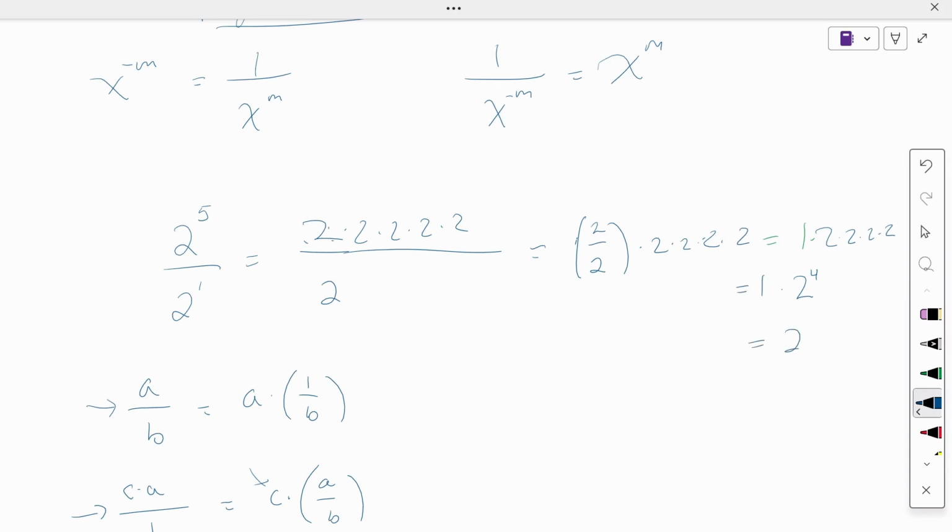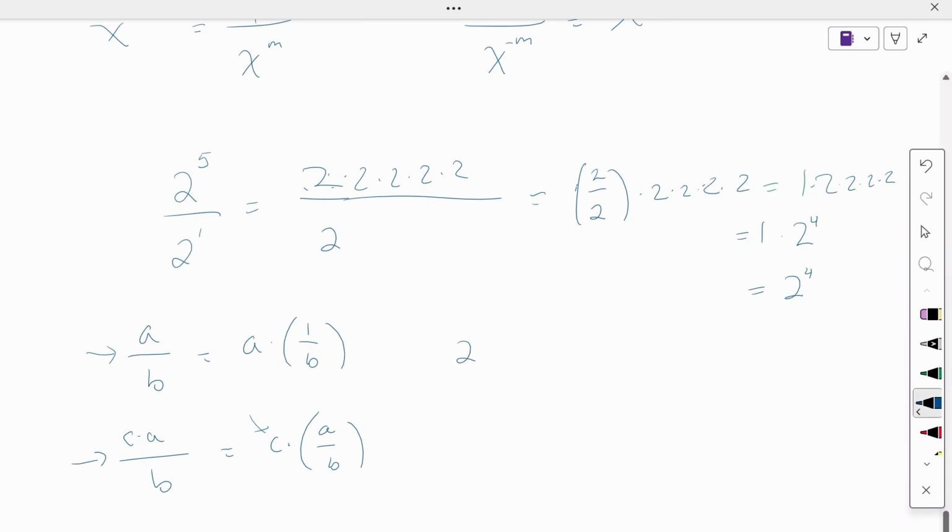And 1 times anything is just that something, so you get 2 to the 4th. Now, if you keep increasing the exponent in the denominator, something interesting begins to happen.